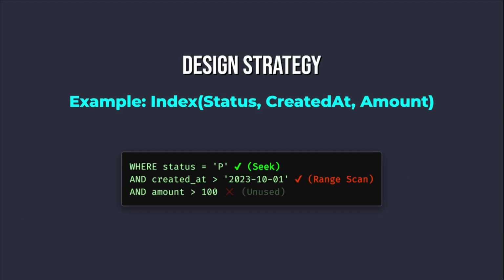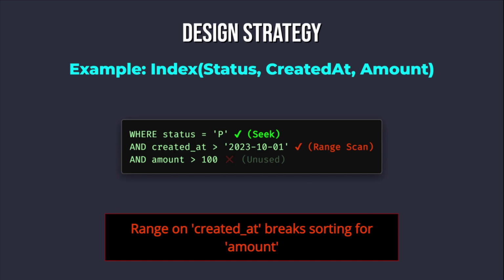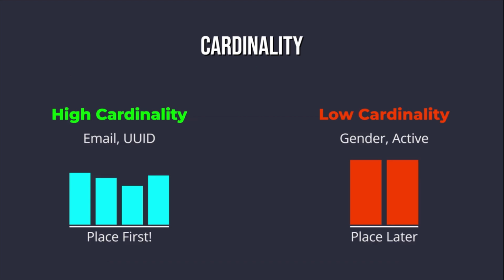Consider an index on status, created at, amount. If the query is where status equals pending and created at greater than 2023-10-01 and amount greater than 100, the index uses status for direct lookup, then uses created at for the range scan. Crucially, the index cannot use amount because the range condition on created at breaks the contiguous prefix search capability for the remaining columns. Therefore, place the most restrictive equality columns first to maximize index utilization depth.